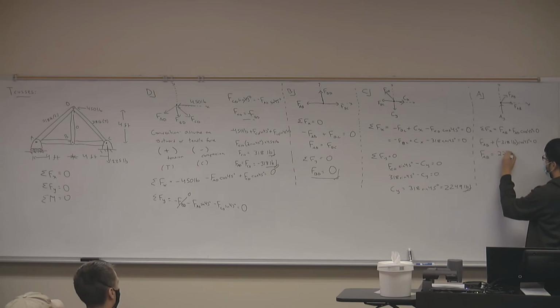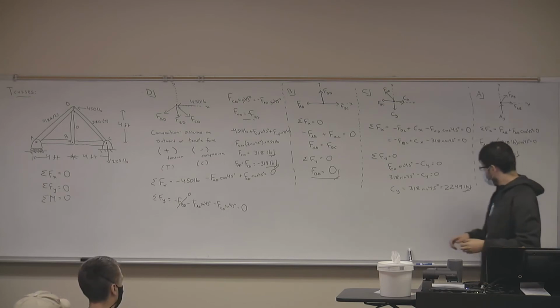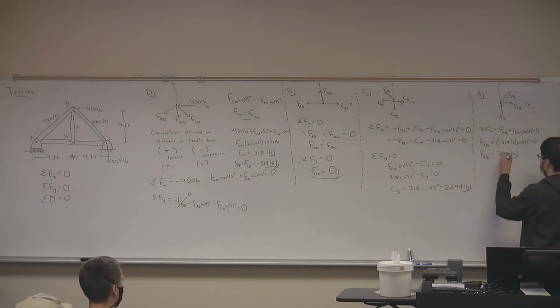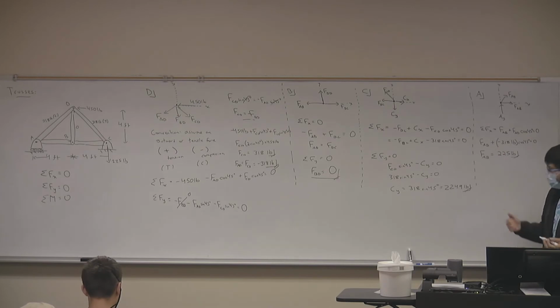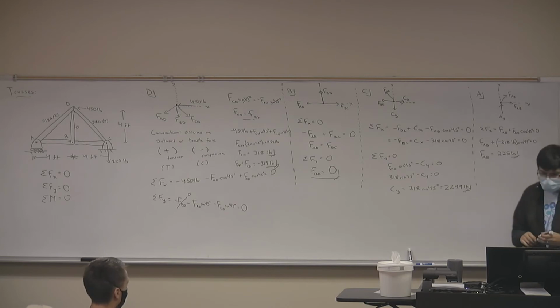That's it, yes. Can somebody confirm this value? Is that 229 or 225? 225. Somebody confirm. I mean, it should be, right? Because 318 sine 45, 318 cosine 45. But just in case, can somebody confirm that? I'm pretty sure that's a negative value too.